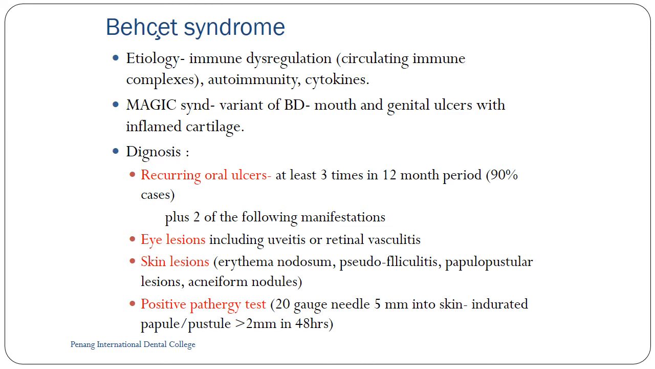Moving on to Behçet syndrome. Etiology for Behçet syndrome: it's a multisystemic disease. It is secondary to immune dysfunction and it's associated with HLA subtypes. The subtypes involved are HLA BW51 and HLA B12. HLA BW51 is the one most commonly seen in the Middle Eastern and Northern Asian population, whereas the other one is mostly seen in European and American people.